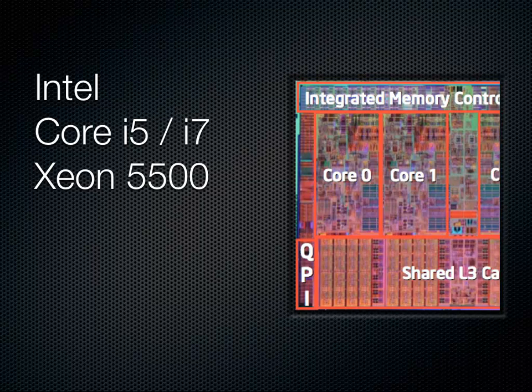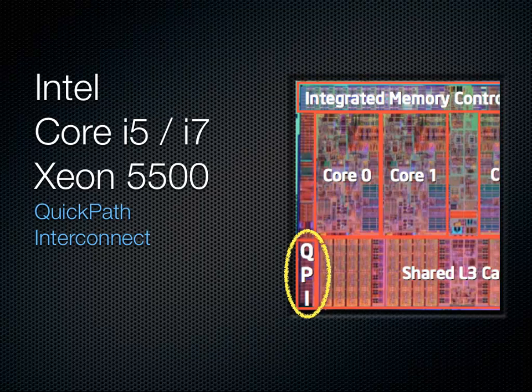A little picture of a server chip, but the laptop chips look a lot like this. A few years ago, Intel made a major change. On the server side, the Xeon 5500 was the major transition. On the desktop, it was the Core i5 and i7 series, and to a lesser extent, the i3s. Although, if you're a serious developer, you probably don't want to live on a box with an i3 inside.